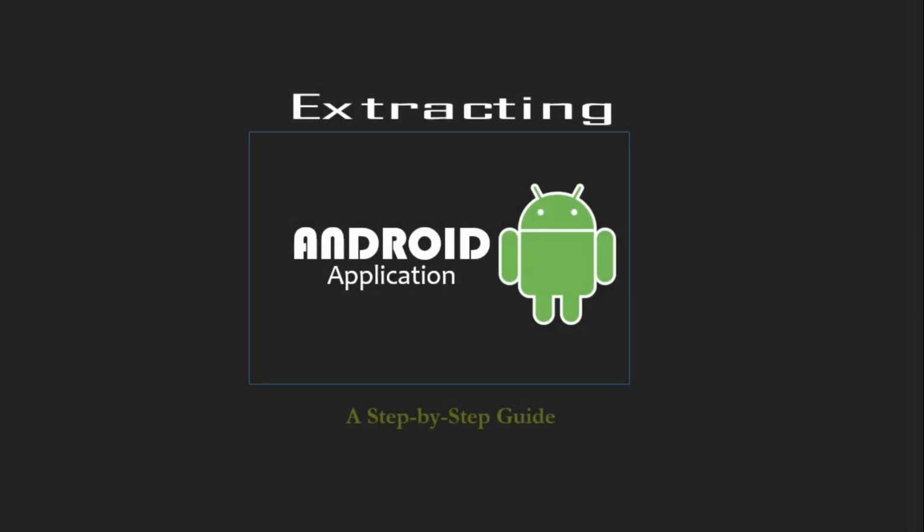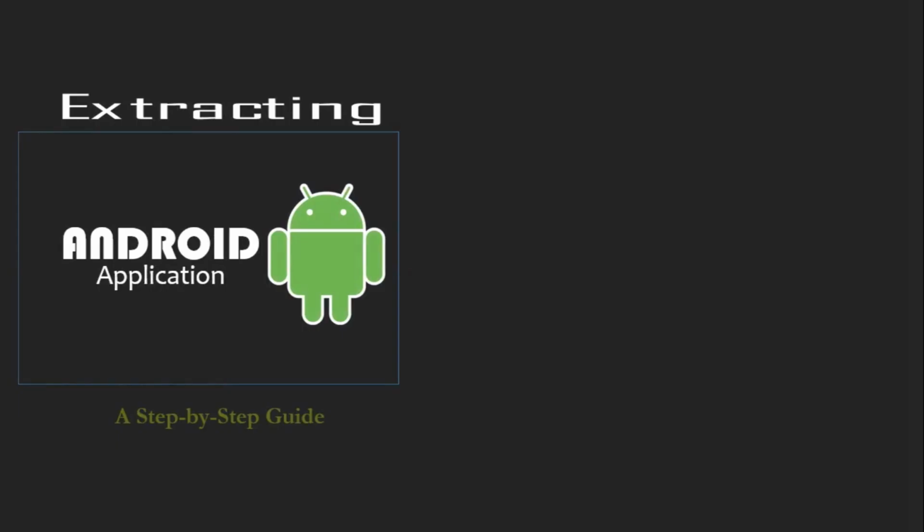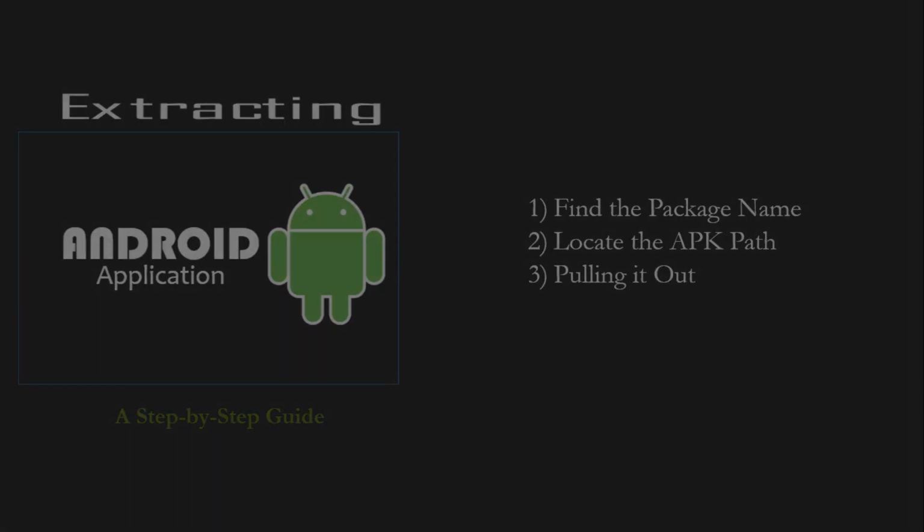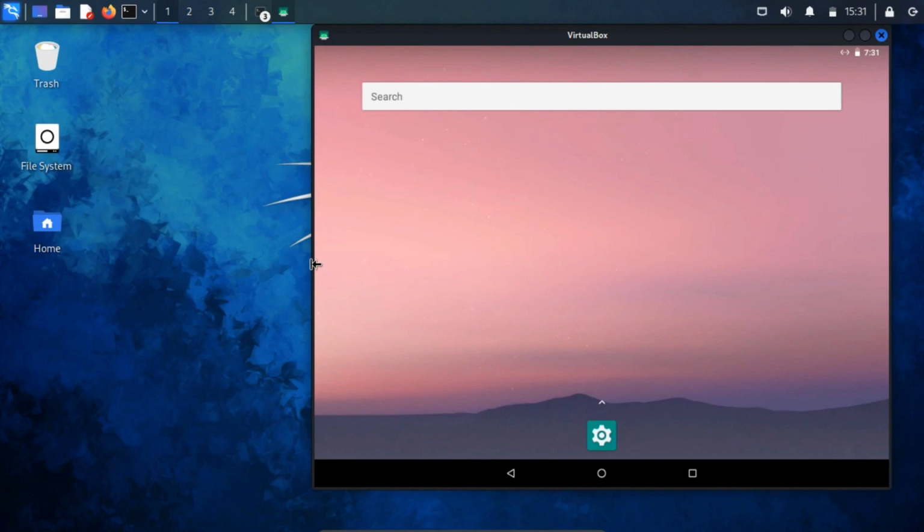Extracting Android apps, a step-by-step guide. Now, let's explore the process of extracting an app from the device. This process essentially breaks down into three simple steps. First, we have to find the package name. Second, we need to locate the APK path. Third, pulling it out. Let's put this into practice. Allow me to demonstrate with an example from my Android device, which is running on VirtualBox.